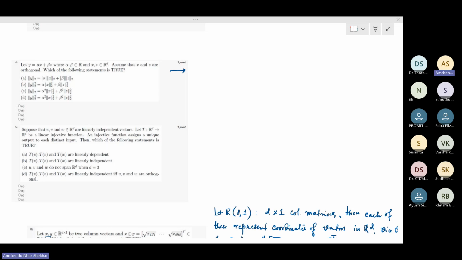Okay. I will finish this part. There are four more problems to look at. I will finish this part, and then we can look at different problems.